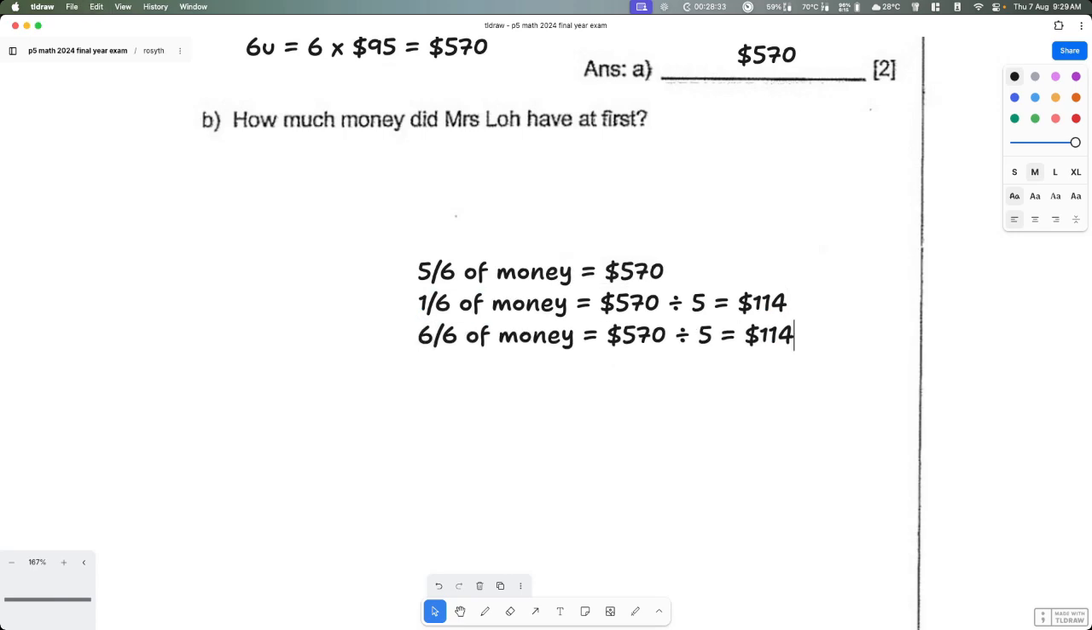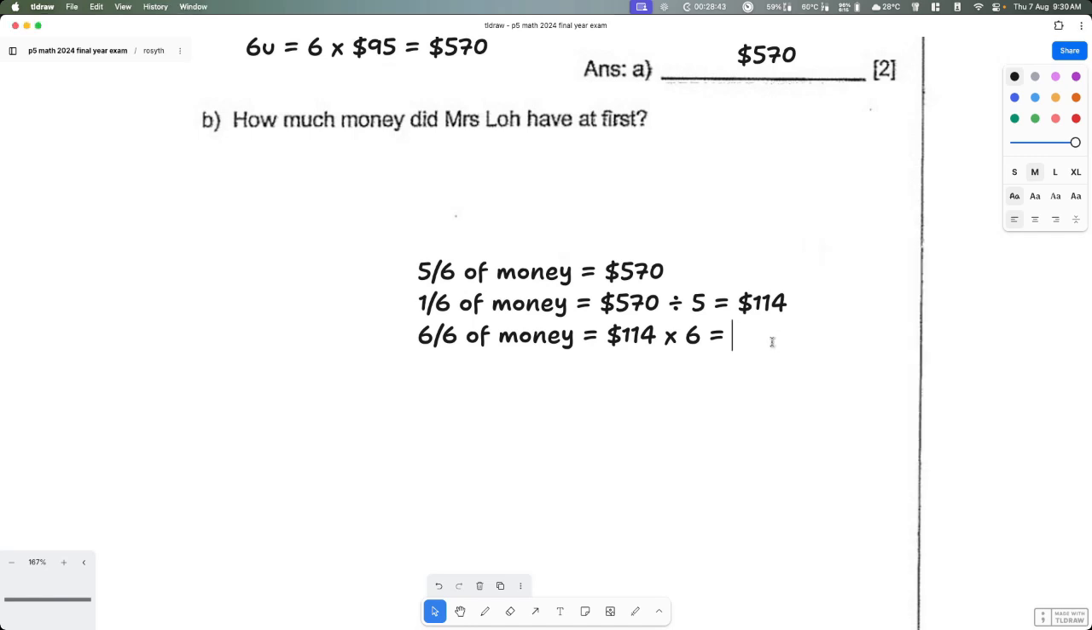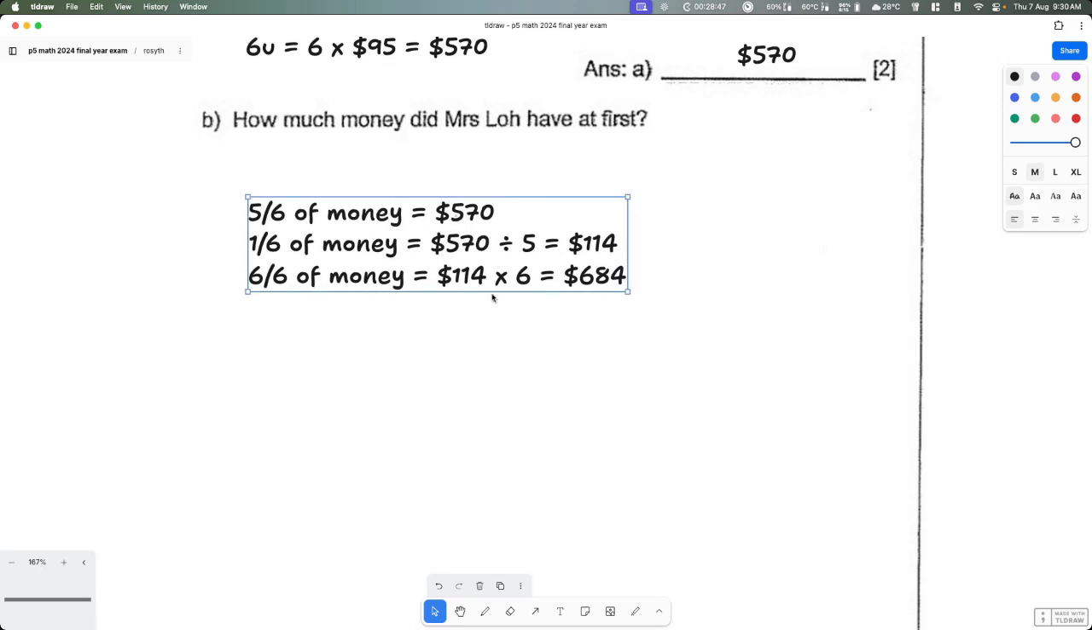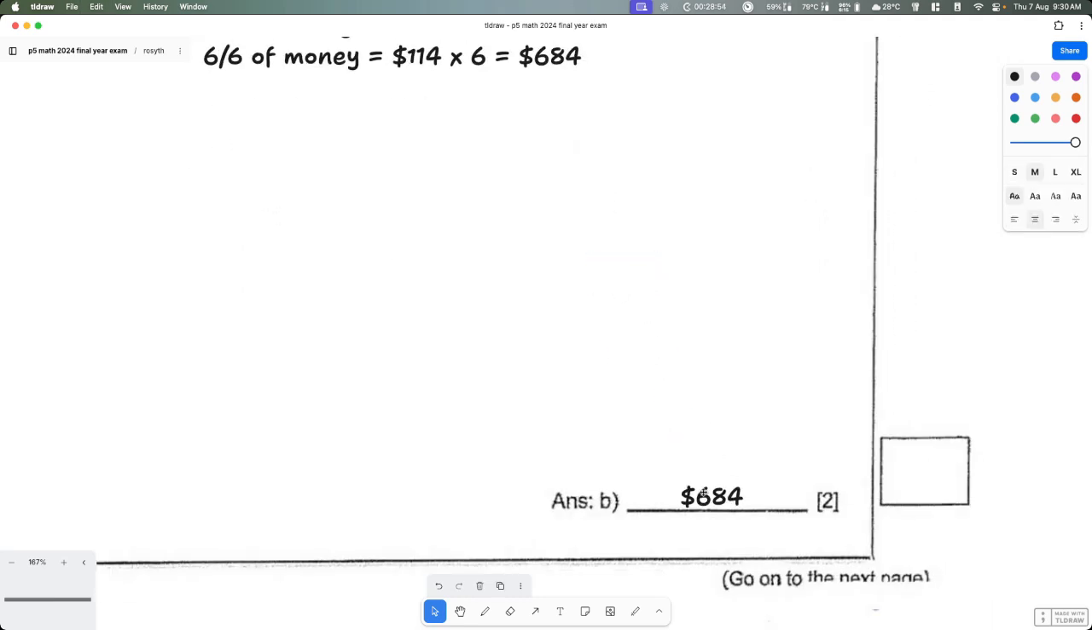So 6 out of 6 is equal to 114 multiplied by 6. Okay, 6 equal to $6... $684. Right. Okay, there it is. So the answer is $684.